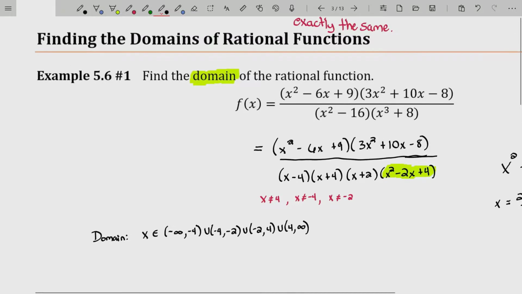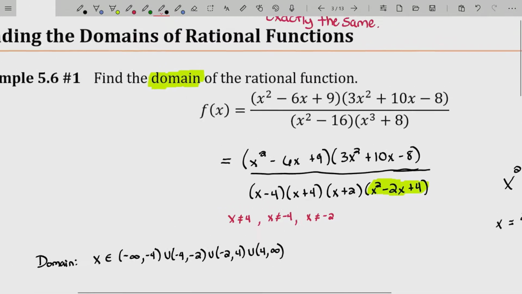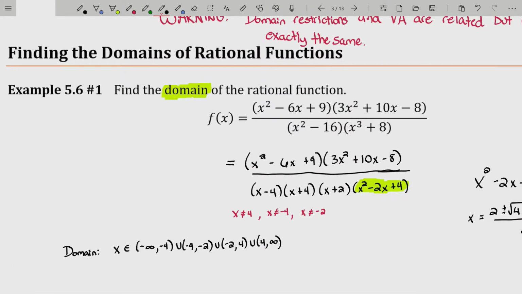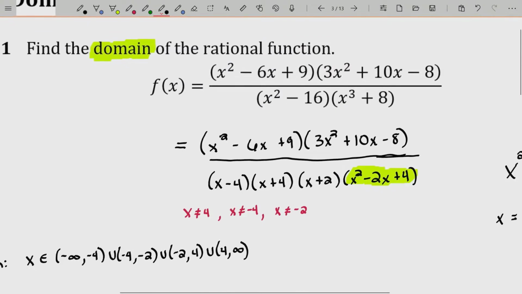One thing also I should note is that some professors will look at this and say, you didn't factor the numerator. There's some very special things happening in that numerator. I 100% agree with you. There are some very special things happening in that numerator. However, this question is not asking for that. This question is just asking for you to find the domain of the rational function.